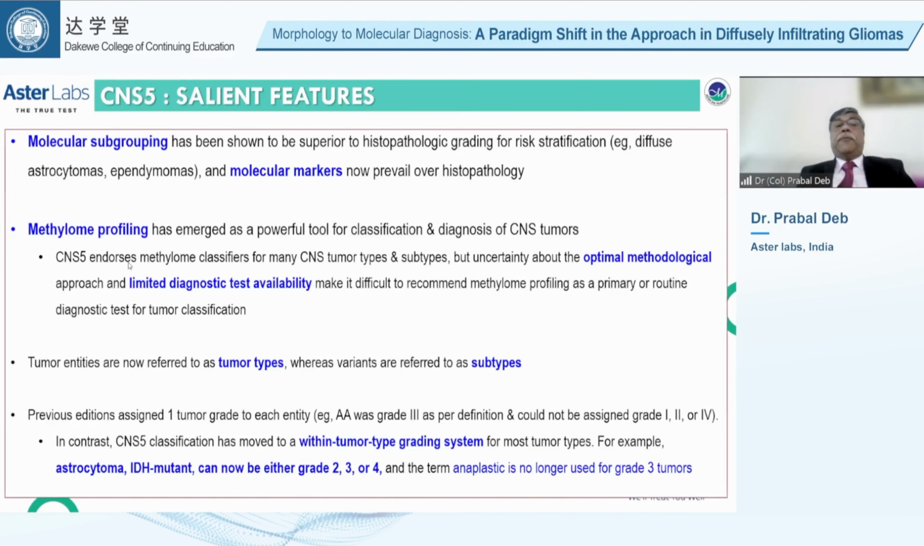There is a recommendation for methylome profiling, but there is no optimal methodology and limited diagnostic test availability is one factor restricting it. Otherwise, this is a very powerful tool for classification and diagnosis of CNS tumors. The entities that were there in WHO 2016 are now called tumor types, and variants are now called subtypes.